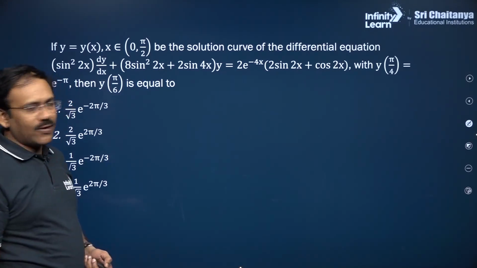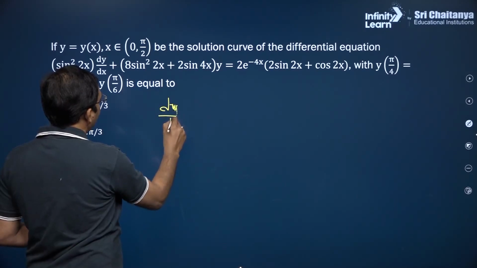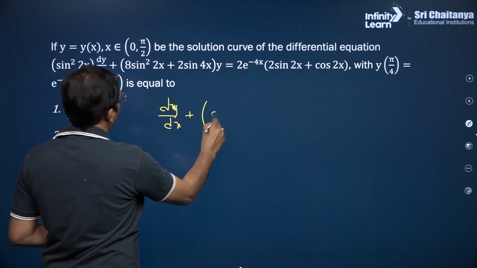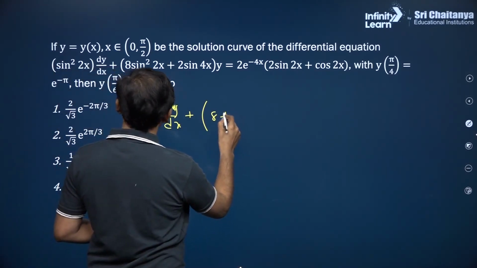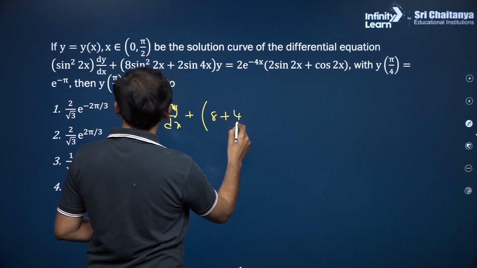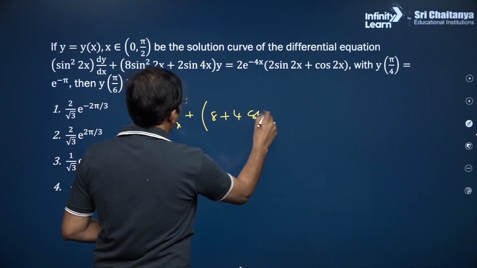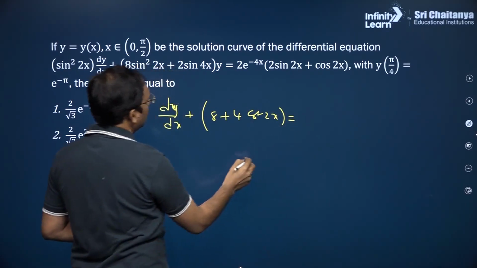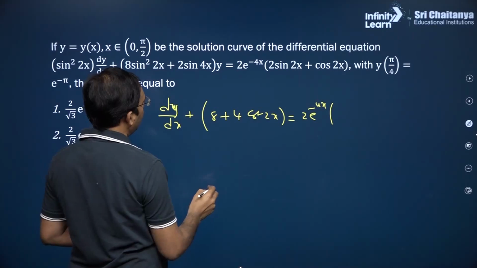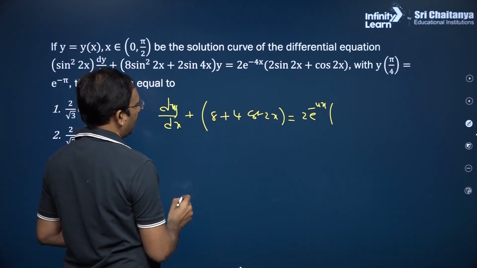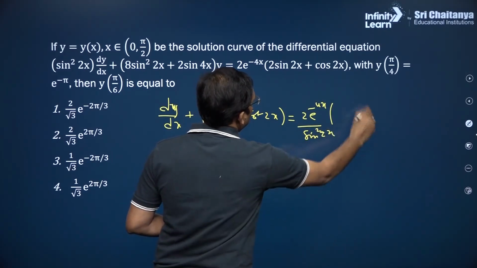So, my dear friends, in this differential equation you just divide by sin square 2x, and you will get dy by dx plus 8 plus, if you write 2 sin 2y cos 2y, you are going to get here 4, sin 2x gets cancelled, cos 2x by sin 2x means cot 2x, you will get, is equal to 2 e power minus 4x into, I have divided by sin square 2x, my dear friends. So, let it be, by sin square 2x you write into this bracket.